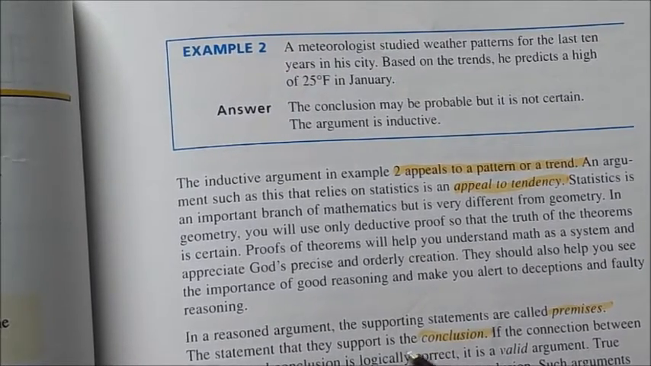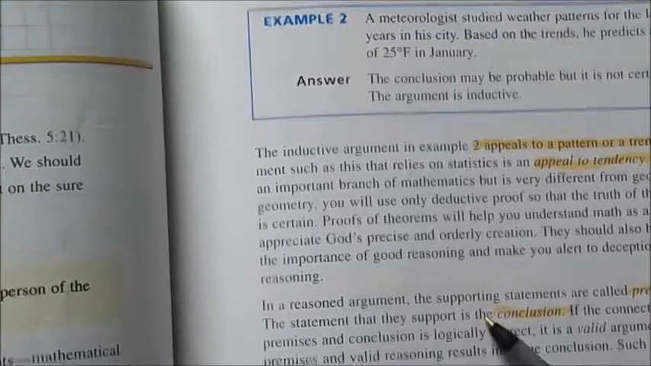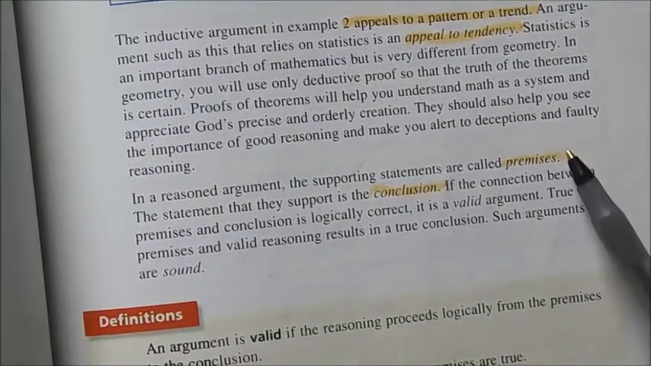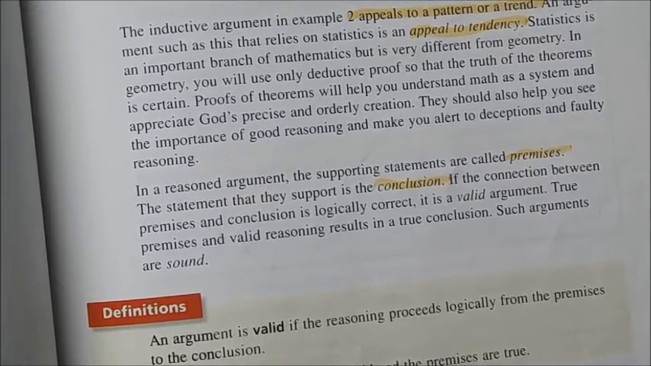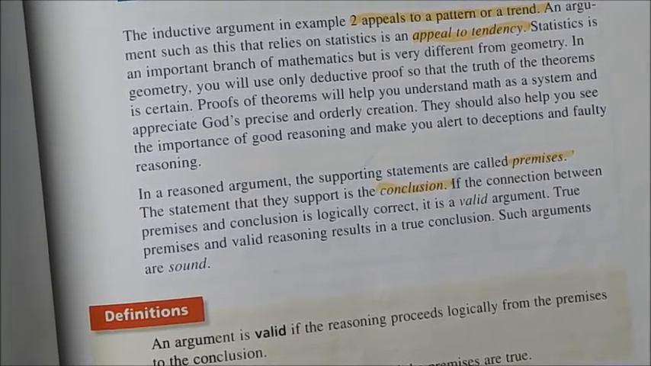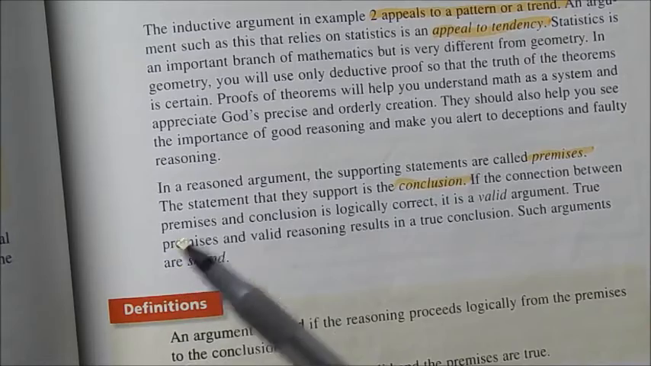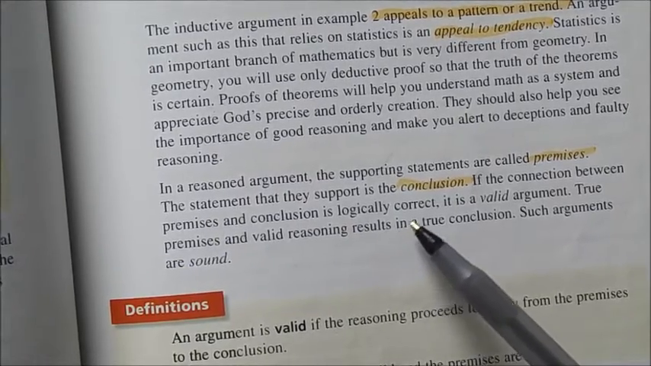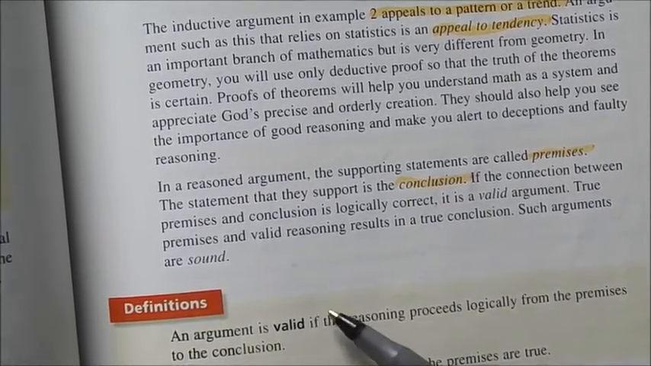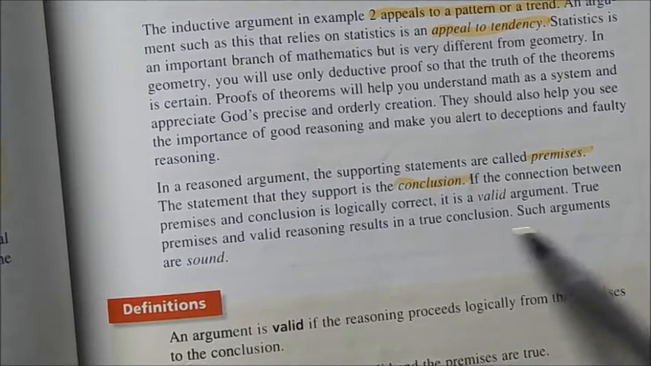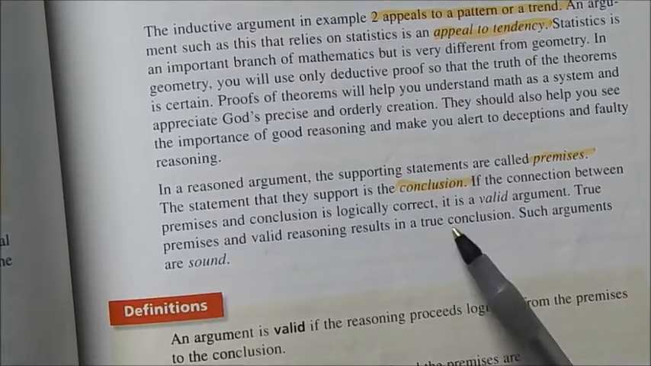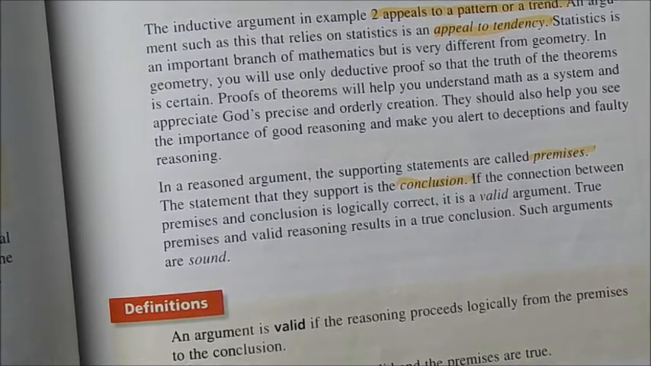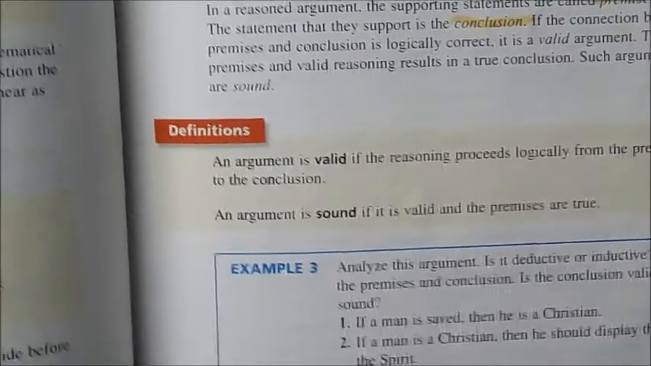Okay. Down here it says in a reasoned argument, the supporting statements are called premises. I mentioned that a minute ago. And the statement that they support is the conclusion, basically the ending. If the connection between the premises and conclusion is logically correct, it is valid. That's going to come down here in a definition. True premises and valid reasoning results in a true conclusion, and then we're going to call those arguments sound. So here they are in the definition box.